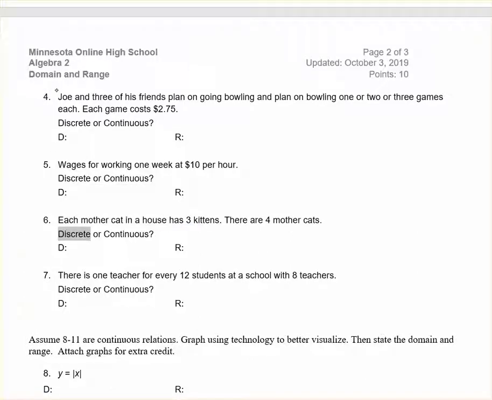And the domain is... how many? Here, let's try to write a function for this. Let's see. Kittens is equal to mother cat times 3. How many mother cats is like the x in this case? So it says that there are 4 mother cats.